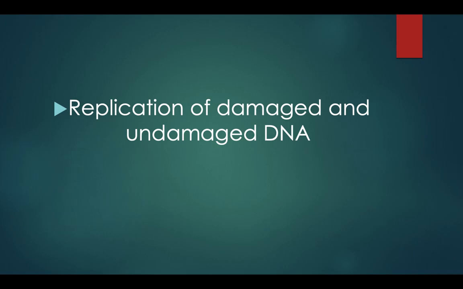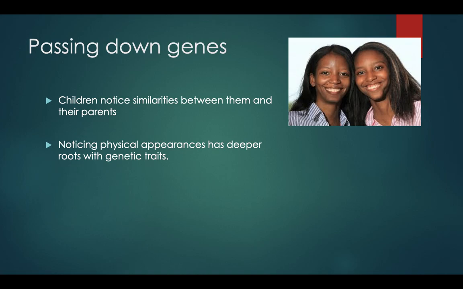Replication of damaged and undamaged DNA. Adolescents learn at a young age that they are composed of genes passed down from both parents. At an even younger age, children notice similarities they may have with family members, and as they grow older, they may identify further with a relative that they look like. The simple basis of noticing physical appearances has much deeper roots, and we will discuss the derivatives of that today.